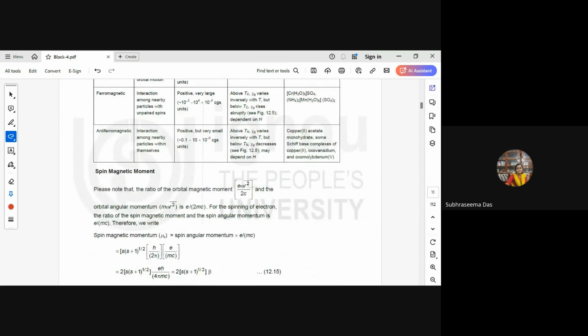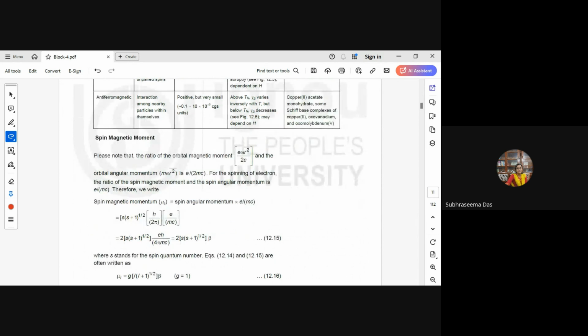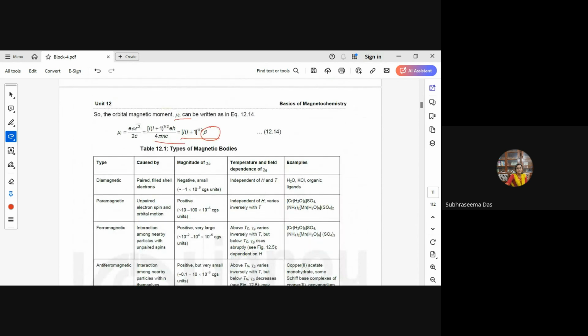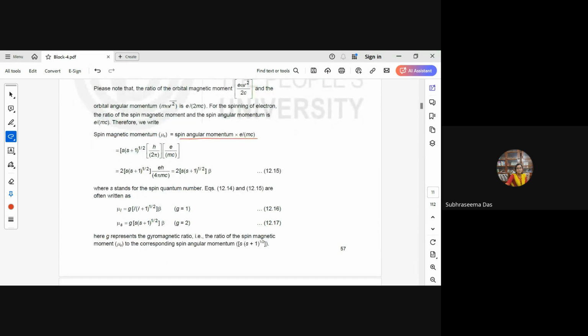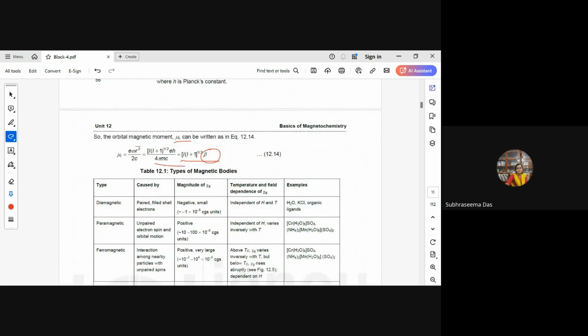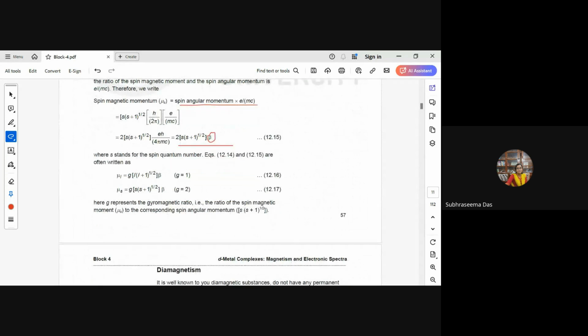Then coming to the spin magnetic moment: as we represent the orbital magnetic moment as mu L, similarly the spin magnetic moment is given as mu S, and it is given as the angular momentum times e by mc. Then substituting the respective values, we find the value of mu S to be 2 times the square root of S into (S plus 1), times beta, where beta indicates eh by 4 pi mc.